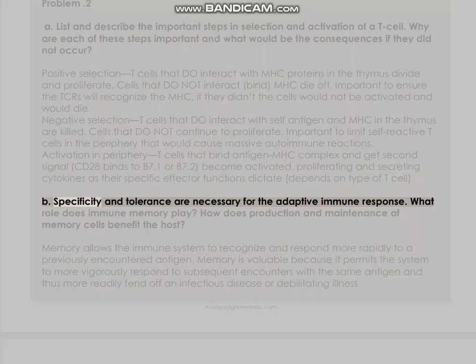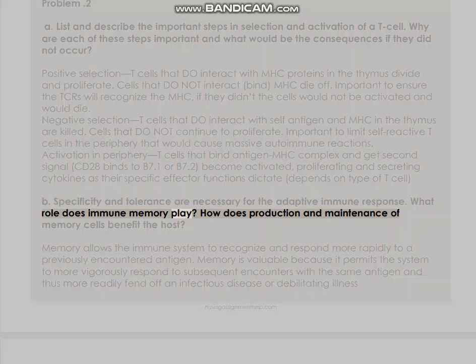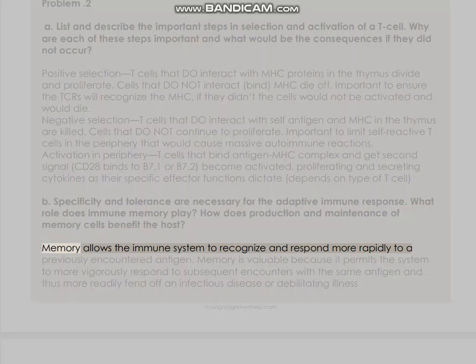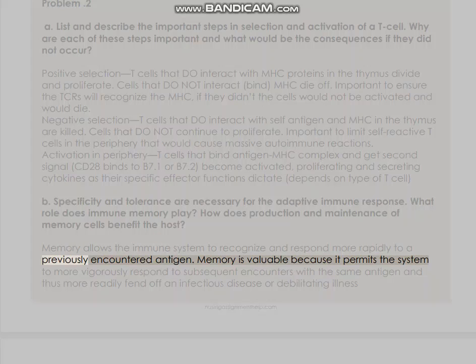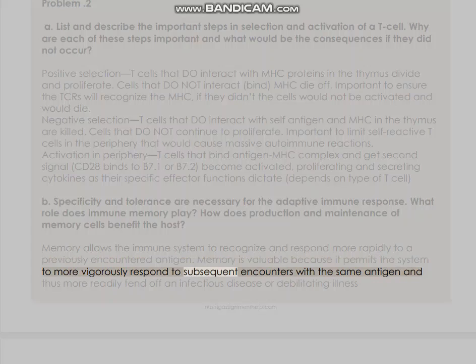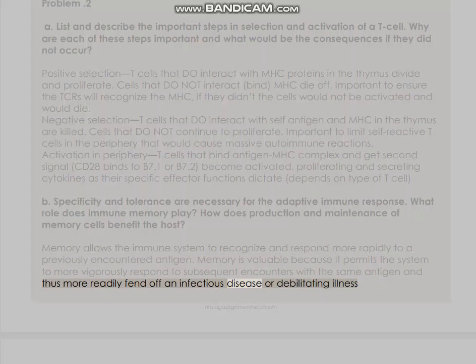B. Specificity and tolerance are necessary for the adaptive immune response. What role does immune memory play? How does production and maintenance of memory cells benefit the host? Memory allows the immune system to recognize and respond more rapidly to a previously encountered antigen. Memory is valuable because it permits the system to more vigorously respond to subsequent encounters with the same antigen and thus more readily fend off an infectious disease or debilitating illness.